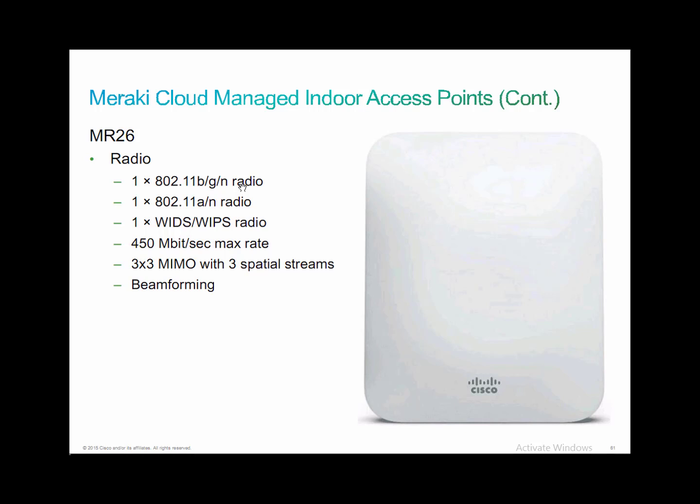It's a 3x3, 3 spatial streams. Again, integrated antennas, 3 dBi at 2.4 gigahertz and 5 dBi at 5 gigahertz, up to 450 megs of throughput on this one. Same thing, wireless security analysis, RF analytics, concurrent operation of all 3 radios if you'd like, because it is a 3x3. Remember what the 3x3 meant? I had 3 antennas used for transmitting and 3 antennas used for receiving, and we can operate all those antennas at the same time.